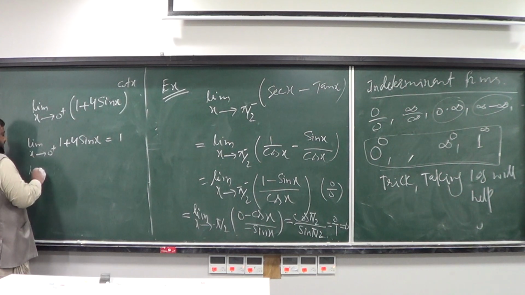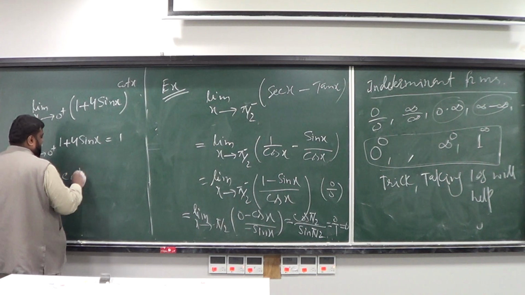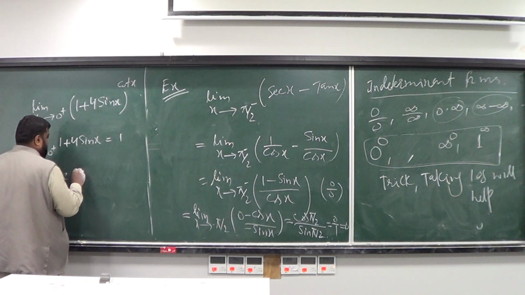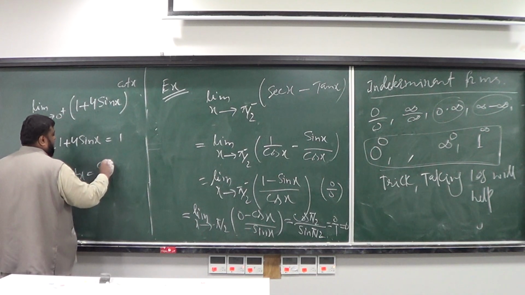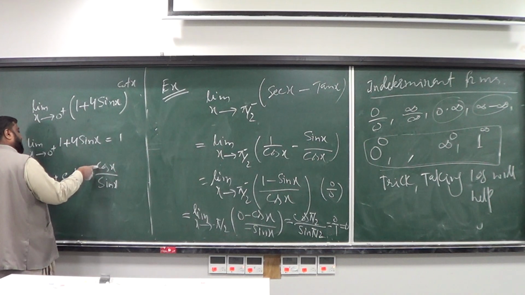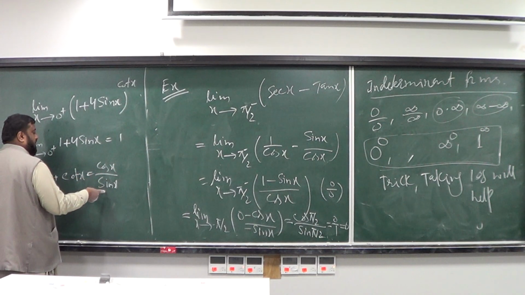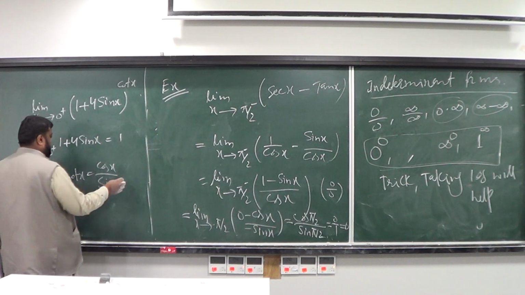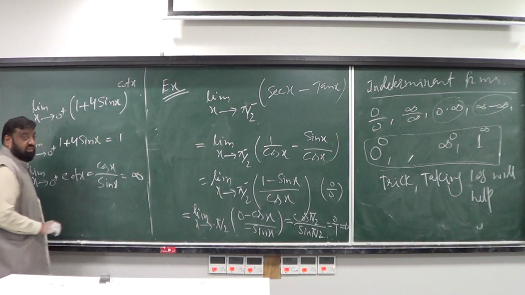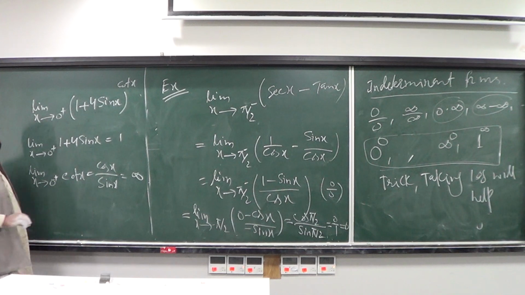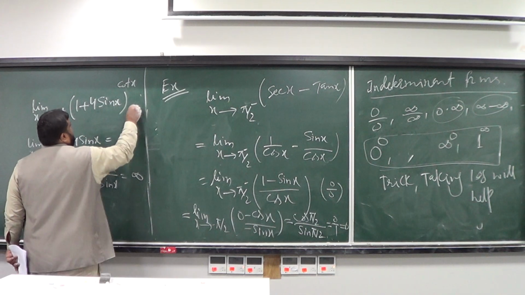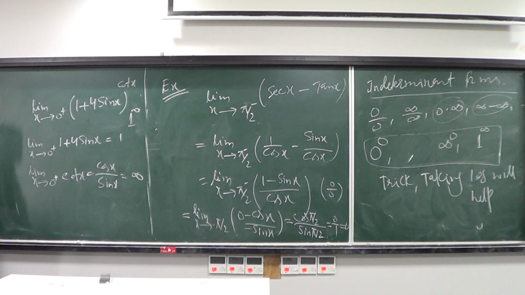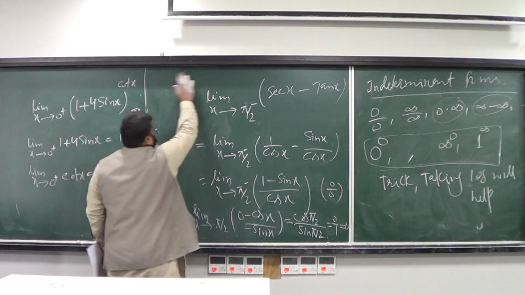What is the limit as x goes to 0 plus of cot x? Now cot is cos by sine, so taking the limit would give you 1 upon 0, so this would give you infinity. So this is a form of 1 power infinity. So how to deal with such a situation?